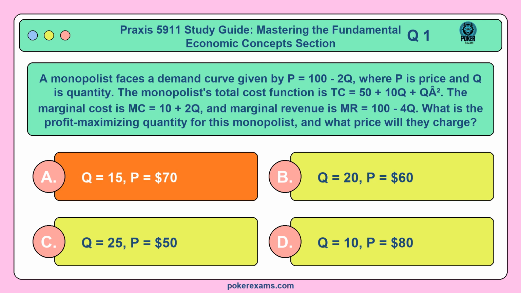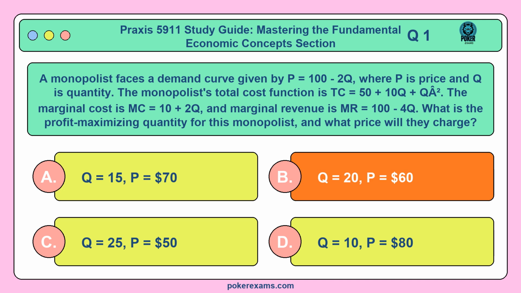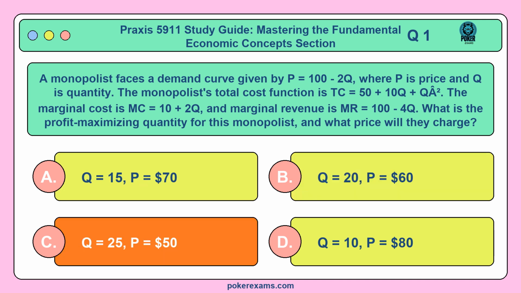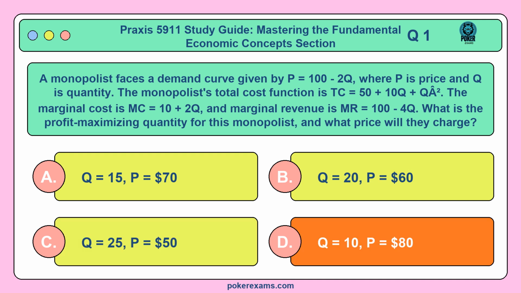Is it Option A. Q equals 15, P equals $70. B. Q equals 20, P equals $60. C. Q equals 25, P equals $50. Or D. Q equals 10, P equals $80.